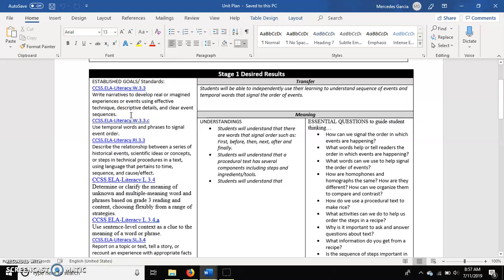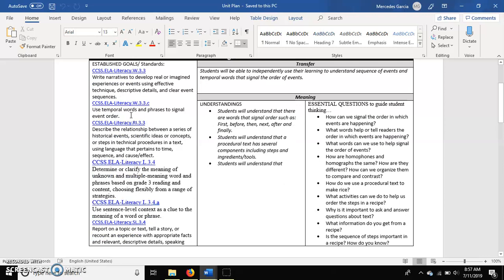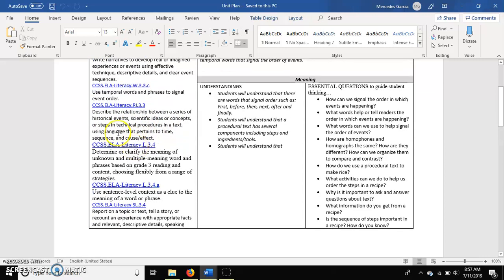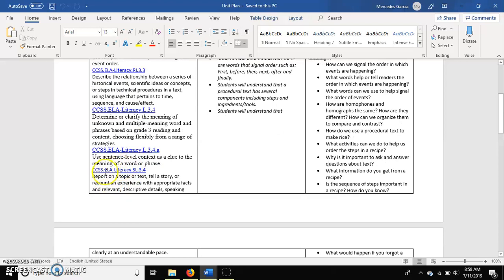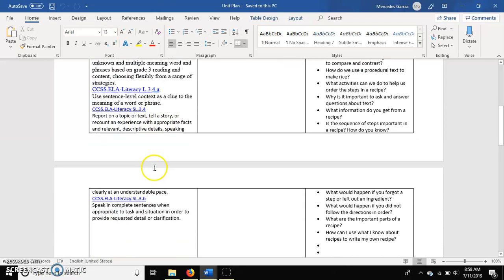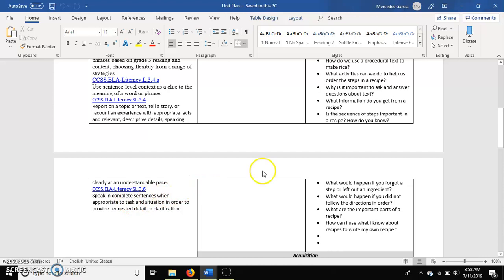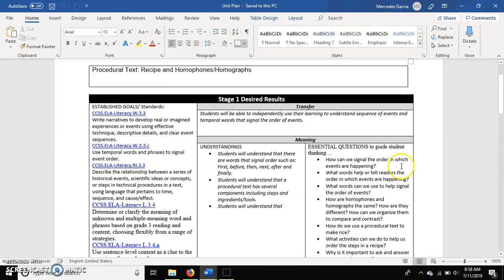Students are writing narratives to develop real or imagined experiences. They use temporal words to signal event order, like first, second, third. They describe the relationship between a series of historical events or steps and technical procedures in a text, using language that pertains to time. Here they determine or clarify the meaning of unknown and multiple meaning words, aka homophones, homographs. They use sentence-level context as clues to the meaning of a word or phrase, report on a topic, tell a story, and speak in complete sentences when appropriate to task and situation.